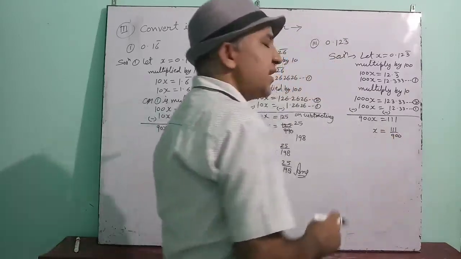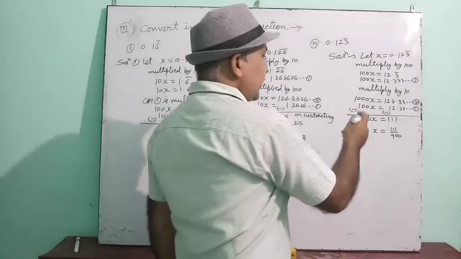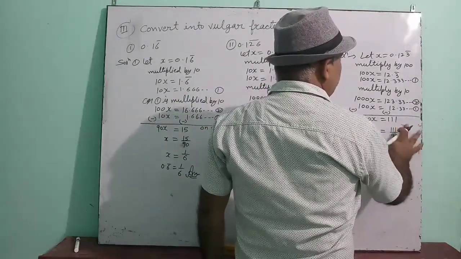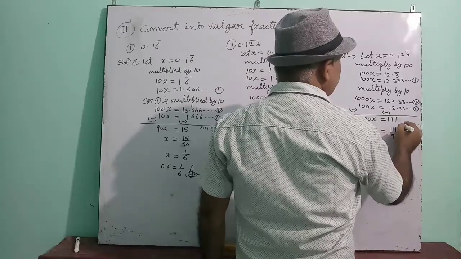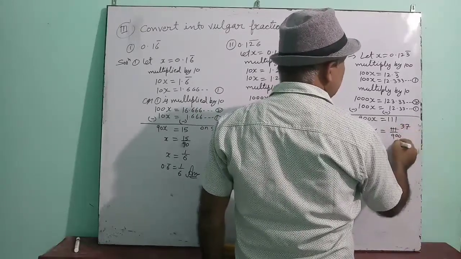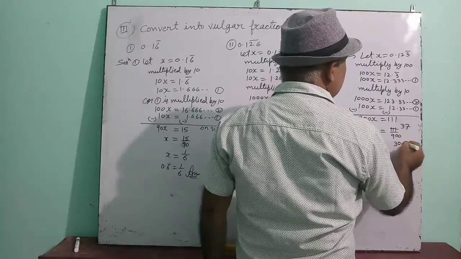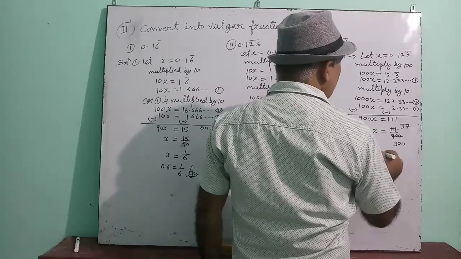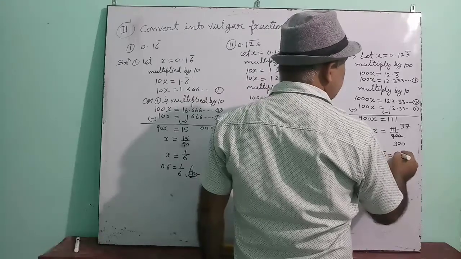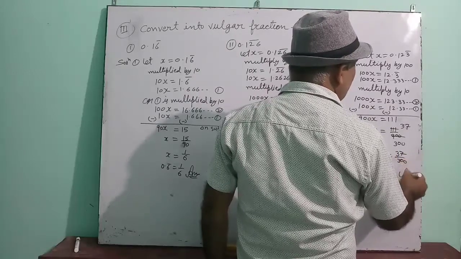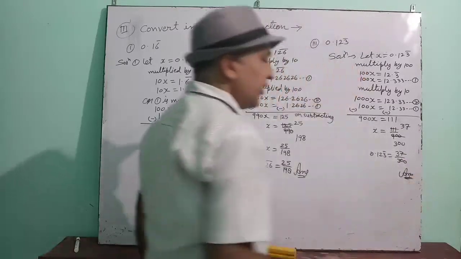See, both the numbers are divisible by 3. So it can be reduced. 3 into 3, 3 3s are 9, 3 7s are 21, 3 3s are 9, 3 0 0. That means 0.123 bar is equal to 37 upon 300.